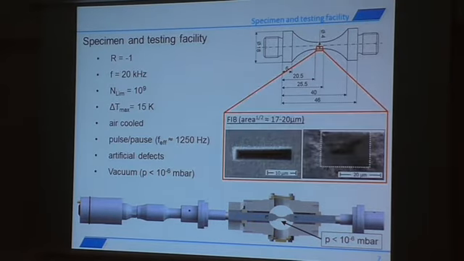And the artificial defects are put in the center of our specimen. The specimen's up here. And here's a view from the surface. It's just a V-shaped cut in our surface. And here's a cross-section cut. It's a rectangular shape. And if we have the square root area parameter for the Murakami equation, it's in our case 17 to 20 micrometers for these defects. Below here you see a cross-section cut through our vacuum chamber, where we can test with a pressure below 10^-6 millibar.